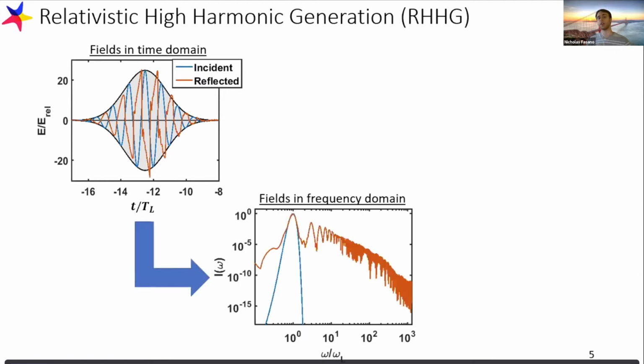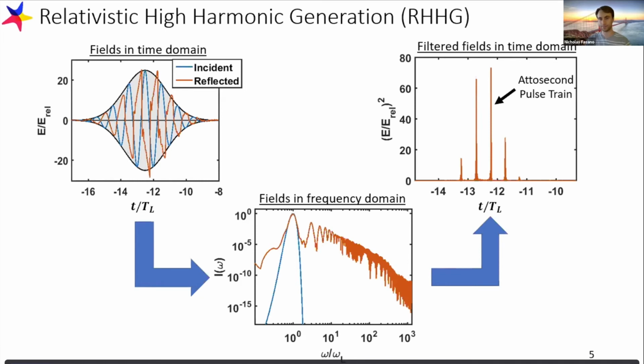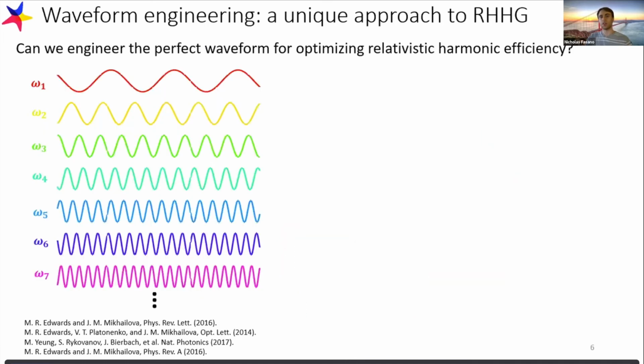Sure enough, when we transform to the frequency domain, we observe, again, this harmonic spectrum with a power law scaling. And like I mentioned before, what we'd like to do is sum together a broad bandwidth of these harmonics. This can be done by, for example, filtering out the earlier harmonics and only considering the harmonics from the 10th to the 100th order, and summing those together. Transforming back to the time domain reveals the attosecond pulse train. So that is sort of the overview of the harmonic generation, why we care.